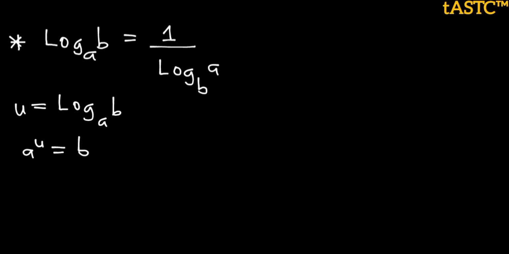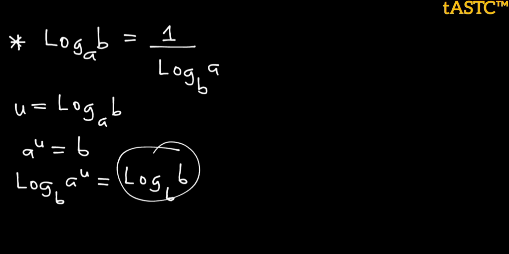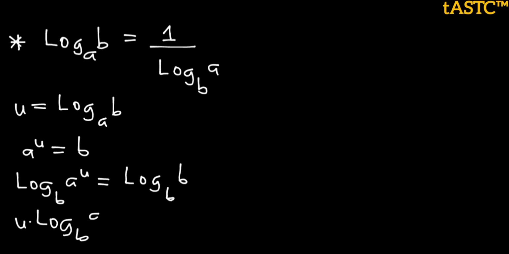Next up, I'm going to take logarithm to the base b of both sides. So that will be log to the base b of a to the power of u. And on this side, we're going to have log to the base b of ab. Now, obviously, this is going to change through to 1, and this stuff is going to go to the front. So we should have u multiplied by log to the base b of a. That will be equal to 1.